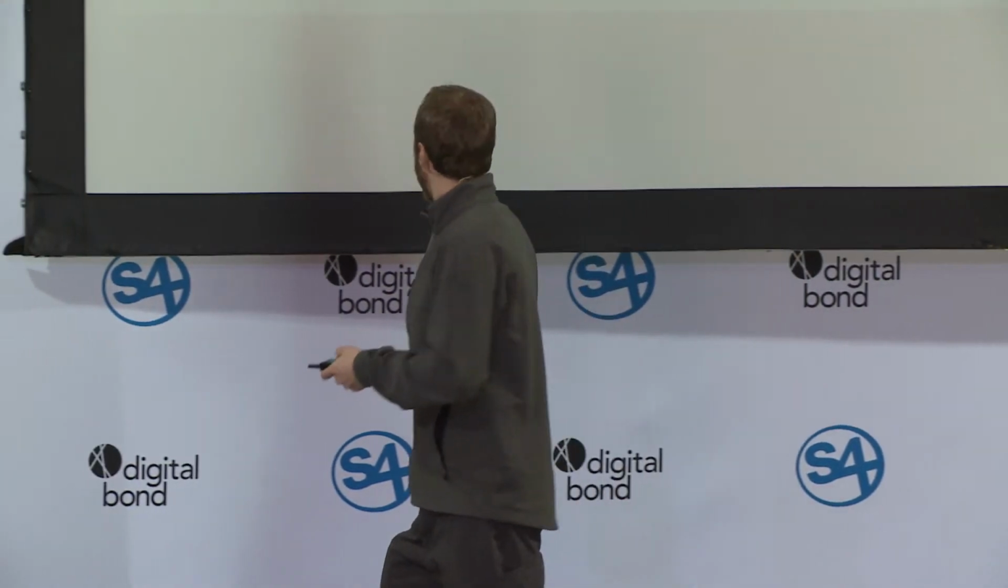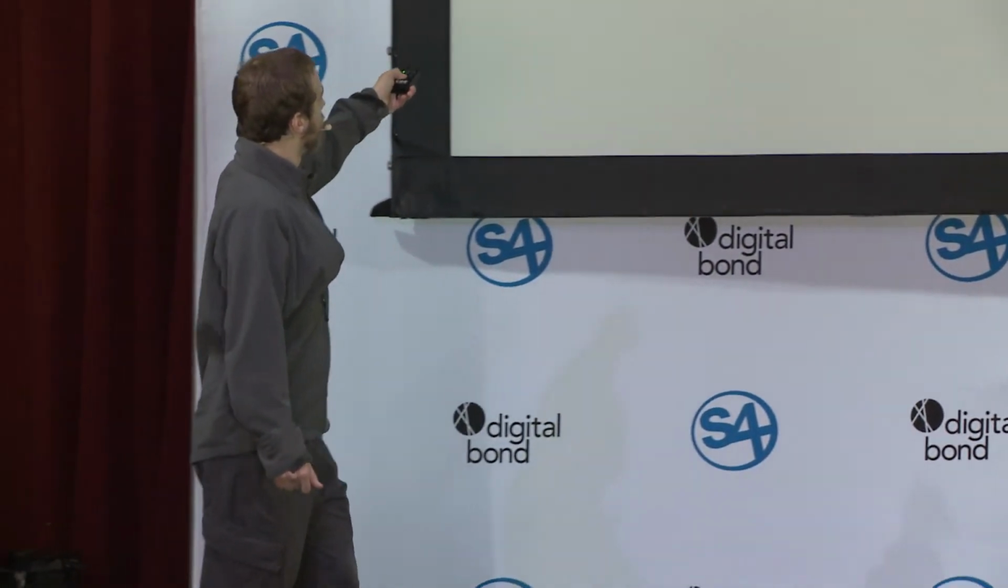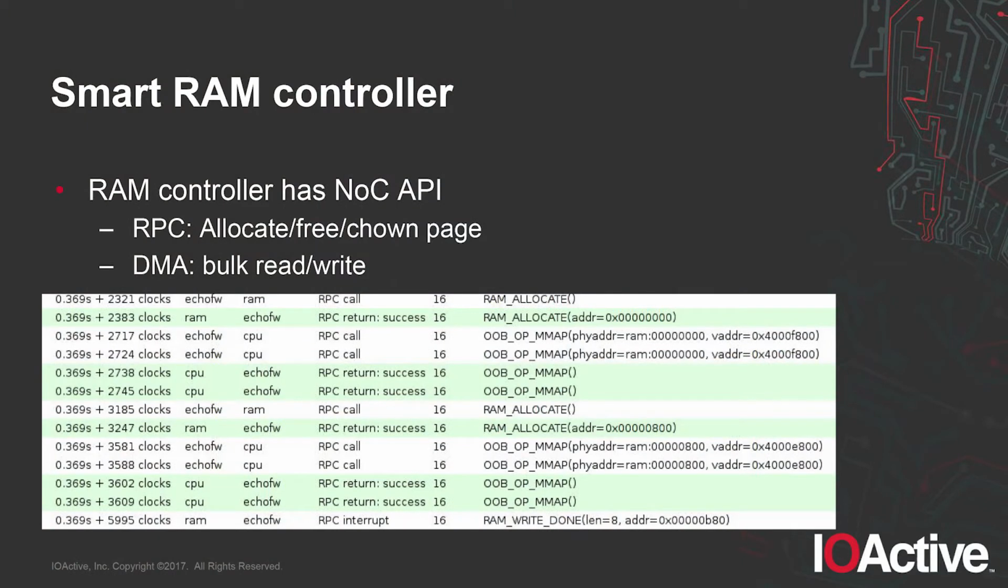And so this means that in order to allocate a page, all we have to do is we send a message from, say, in our case, the application is executable echo FW, which is echo firmware, sends a message to RAM, allocate. RAM responds about 30 clocks later, saying, OK, this is successful. We successfully allocated a page of memory, and the address is physical address 0 within RAM, because this is the first page we've ever allocated.